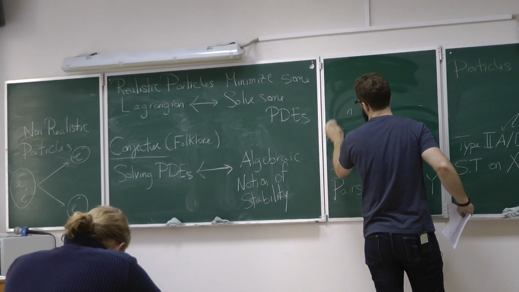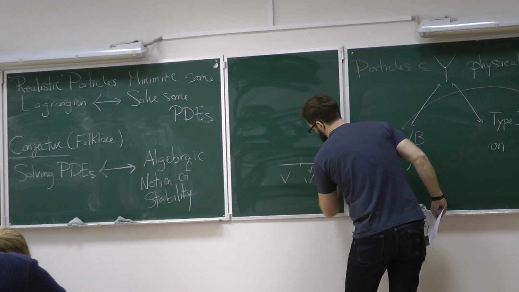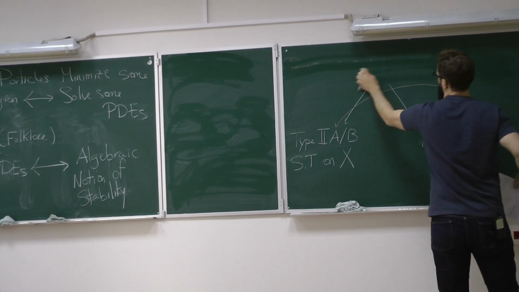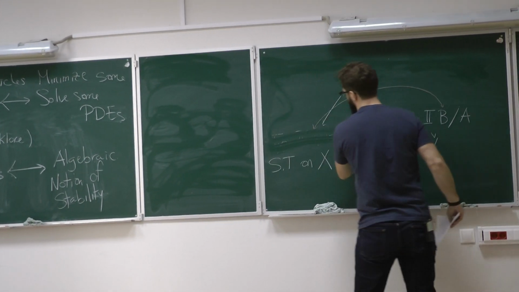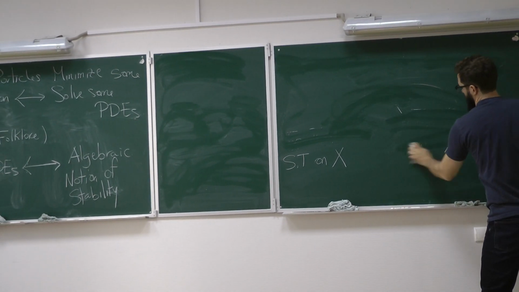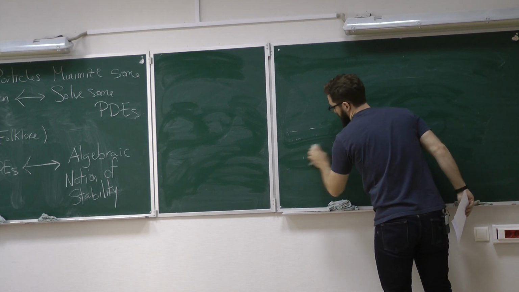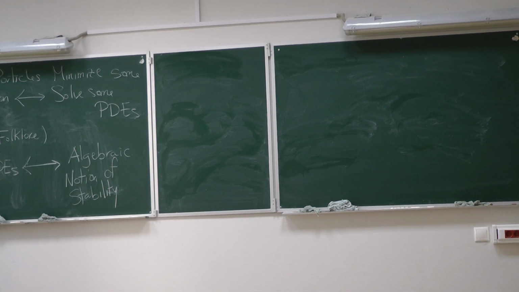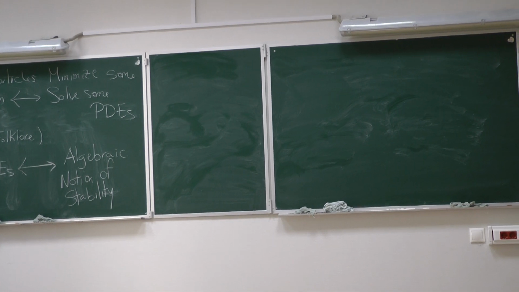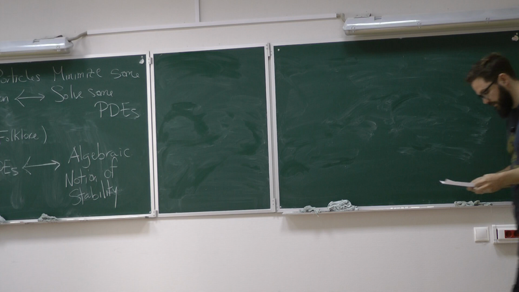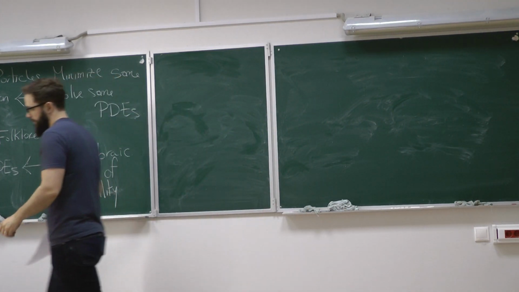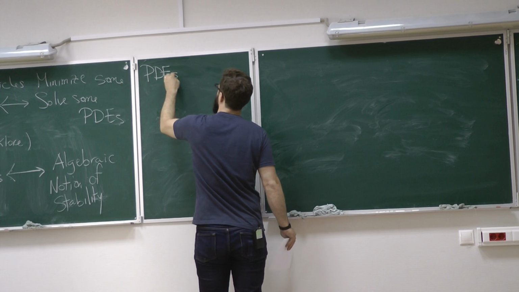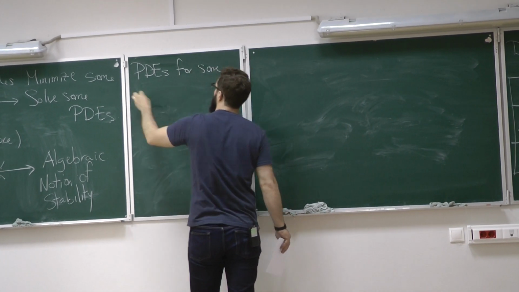So let me try to tell you what these PDEs are. But first, I should make a disclaimer, which is that these categories are extremely complicated. There's a lot of really complicated objects in them, which are hard to understand on a purely geometric level. And so what I'm going to do is just describe the equations of motion for the simplest possible particles, or simplest possible objects, in these two categories. So that's a bit of a disclaimer. So what are the PDEs for some sort of simple objects?